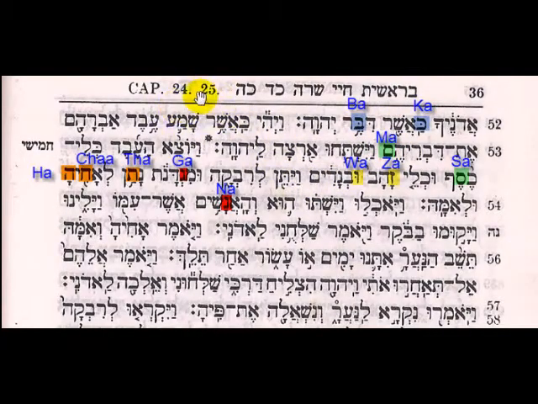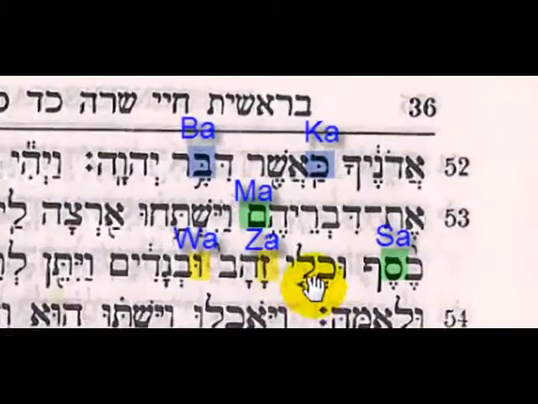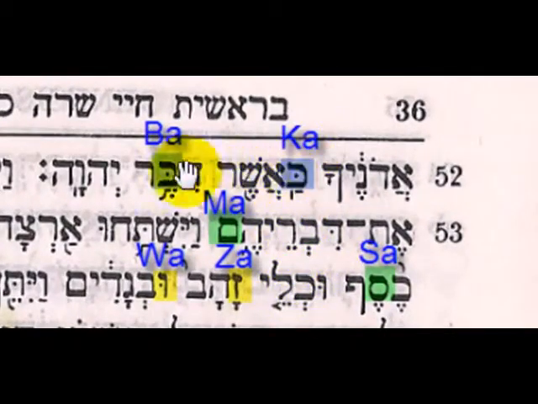I'm going to give you an example here. This is from the book of Genesis, the 24th chapter. You have the 52nd, 53rd, and 54th verses. And I'm not going to go into what the word means in English. I'm just going to go through the similarities in the letters so that you can discern between the two. Alright, the first two letters I'm going to deal with are the letter Ka and the letter Ba.